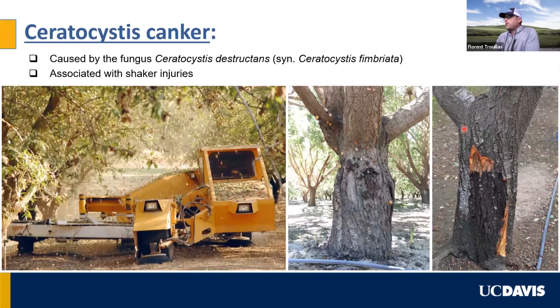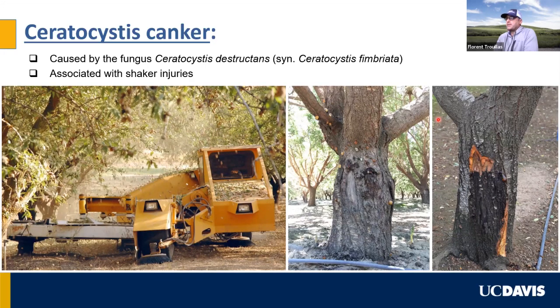So let me now go into more detail about all these specific diseases. And the first one here is Ceratocystis canker. Ceratocystis canker is caused by, again, a fungal pathogen known as Ceratocystis destructans, formerly known as Ceratocystis fimbriata. And that's a disease that is typically associated with shaker injury.